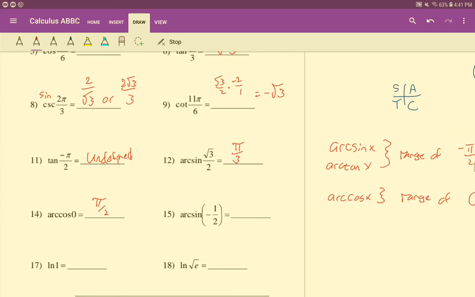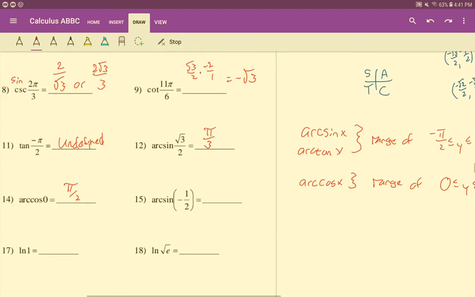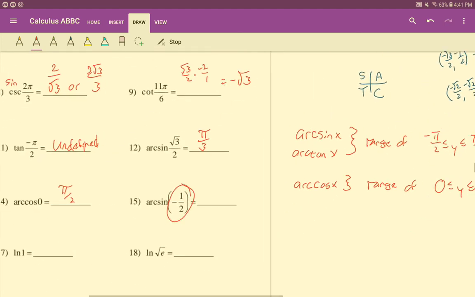And then arcsine of negative 1/2. This one we can use our special right triangles for. So let's treat it like it's arcsine of positive 1/2. Remember, sine is opposite over hypotenuse, so it would be opposite of 1/2 and the hypotenuse of 1, so that's going to be our pi over 6. Again, though, we need a negative 1/2.